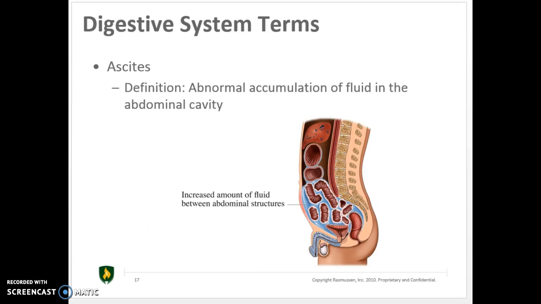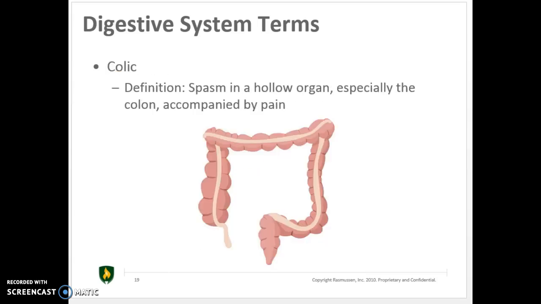The next word is ascites. Just pretend like the C isn't there. Pronounce that without the C, ascites. Any fluid that's accumulating in the abdomen that shouldn't be there is called ascites.